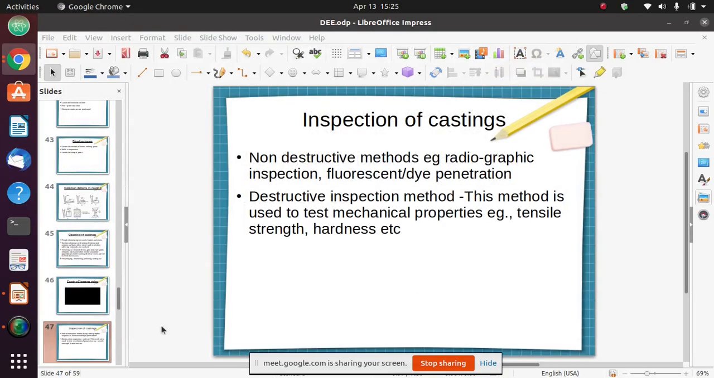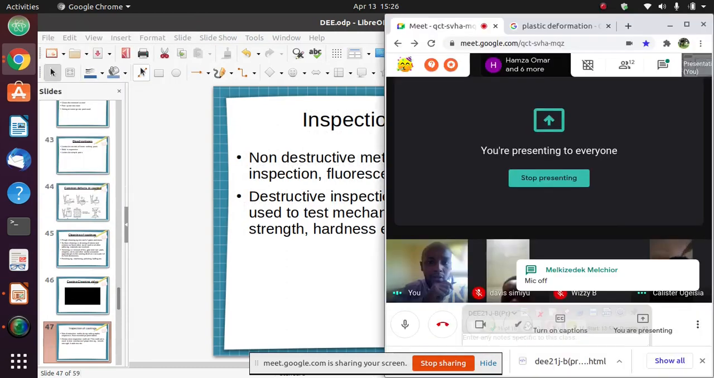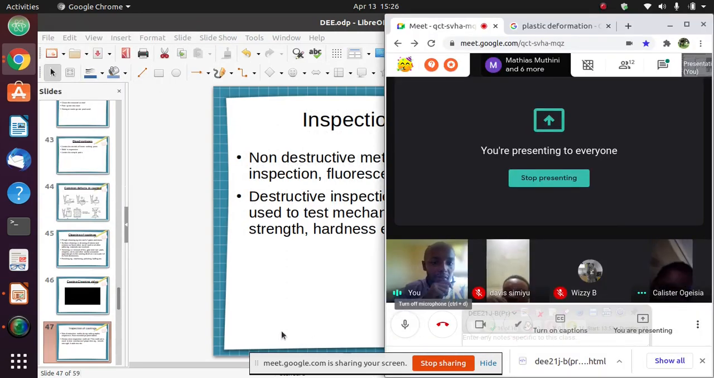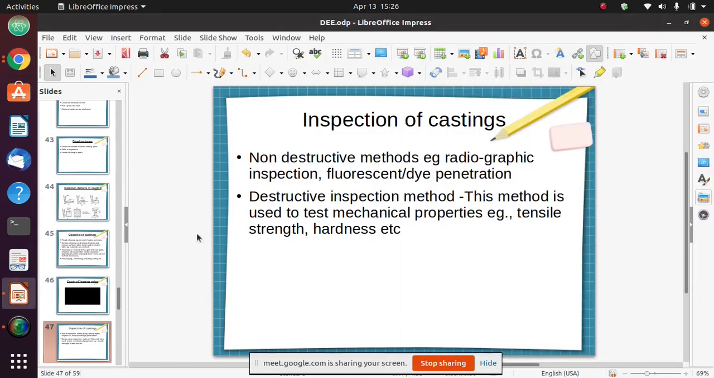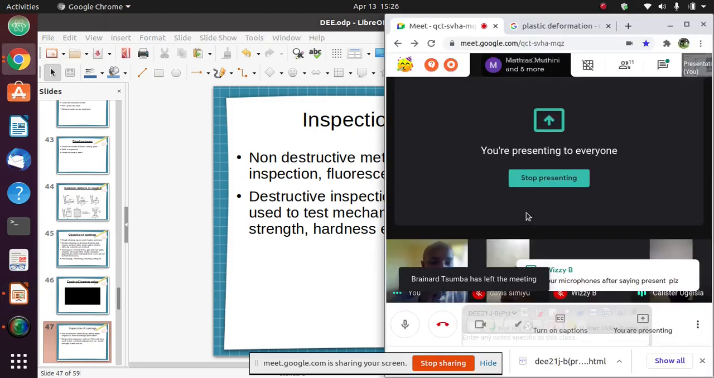I think we have been able to see that once you finish making your casting, itakuwa na hizo rough edges. We still have the sprue attached to the casting, so you have to remove those unwanted parts from your final product, so that when you're presenting your final product, mfano umefanya casting ya spare part ya gari, ama spare part ya electrical component, you have to remove those unwanted parts so that you can remain with the final product.